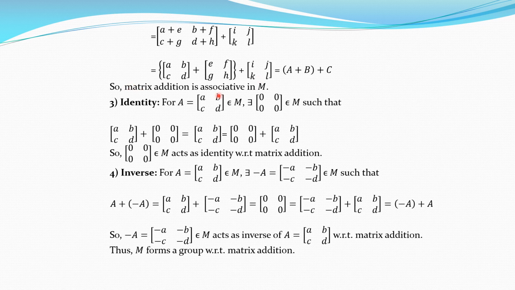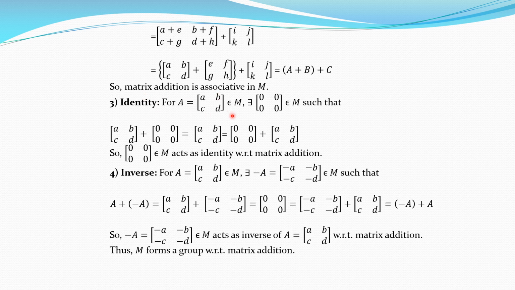Now think of the identity element. According to the definition of identity, for every element in M, meaning for every 2 by 2 matrix say A, B, C, D in M, we must find some 2 by 2 matrix say E such that A plus E is equal to A. As we are doing component-wise addition, to get the same element in every position of that matrix, we must add 0.